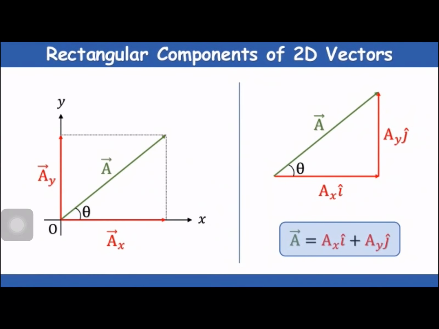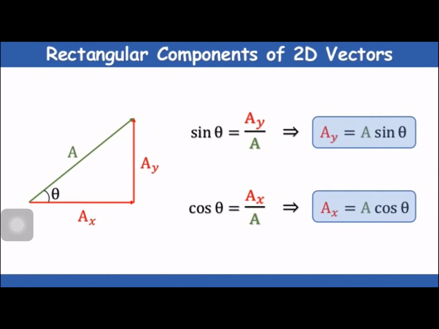And then rectangular components of a vector. See, the vector can be split in two ways. I told you, A vector is split into AX and AY. For the case of this diagram, what is the A vector? AXi plus AYj. It's a rectangular component of the 2D vector.